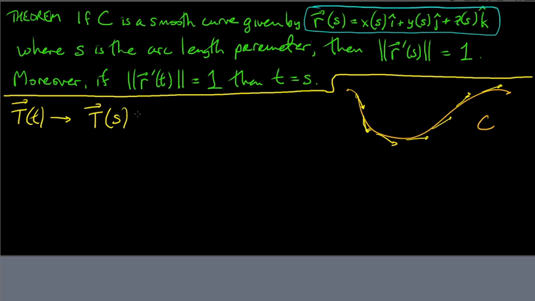So if we take the derivative of this function, we take T prime of s, that tells us how quickly the direction is changing, and in what direction it's changing. So it's going to be pointing normal to the curve. It'll be orthogonal to T.